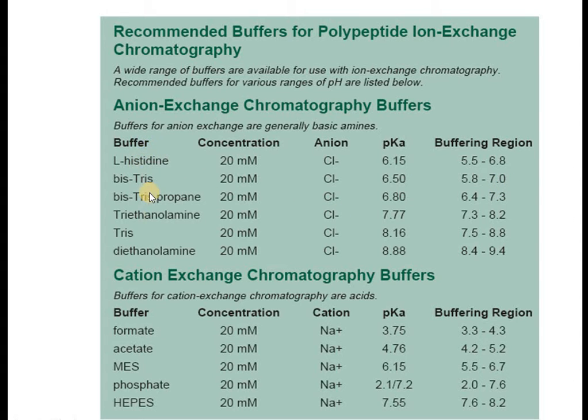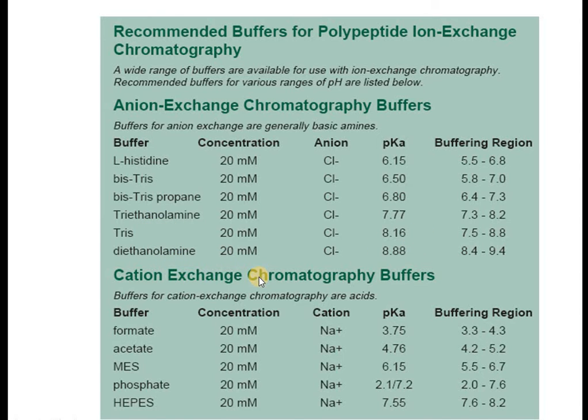Here are all the buffer systems and their concentrations. Concentrations are commonly 20 mM and the anion is Cl minus. The pKa value increases in this order, and the buffering regions also increase in this order: L-histidine, Bis-Tris, Bis-Tris propane, triethanolamine and diethylamine.